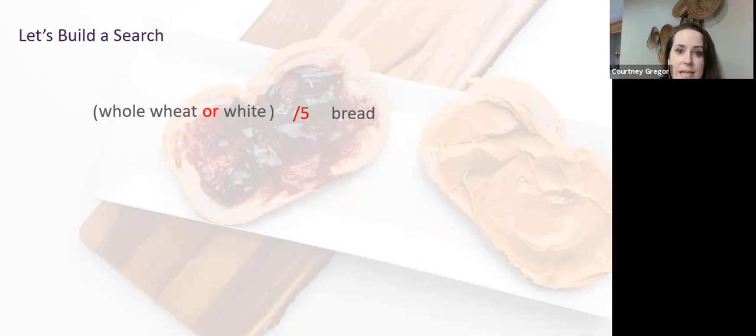Now, what's the next thing that I need on my peanut butter and jelly sandwich? I put the peanut butter on next. You know, might put jelly on next. It's totally up to you, but I'm going to say peanut butter. So I'm going to add the term peanut butter, and I'm going to connect those two with an and.